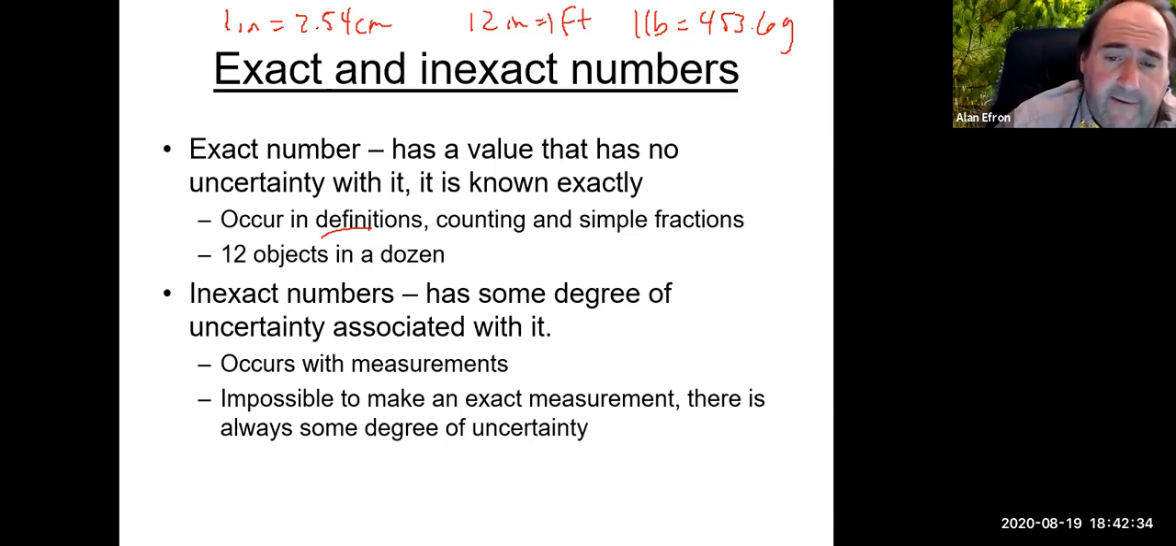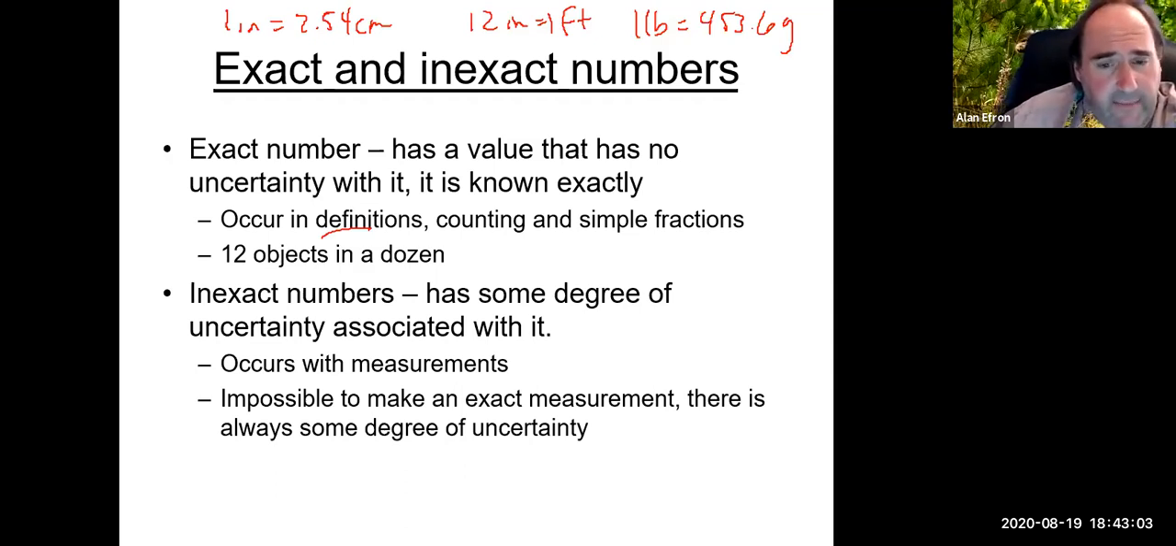Now, in terms of significant figures, the idea there is that an exact number could have as many significant figures as you want. Where that comes into play is that if we consider something an exact number, the nice thing is we don't have to worry about it in terms of significant figures when we do calculations. That's different than inexact numbers. Inexact numbers are basically what occurs in measurements.